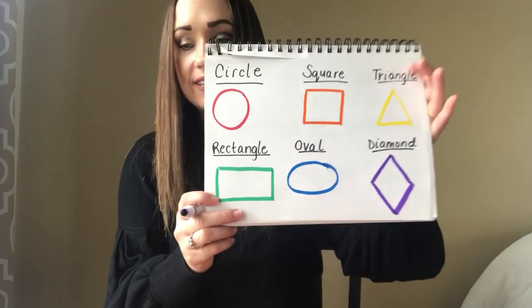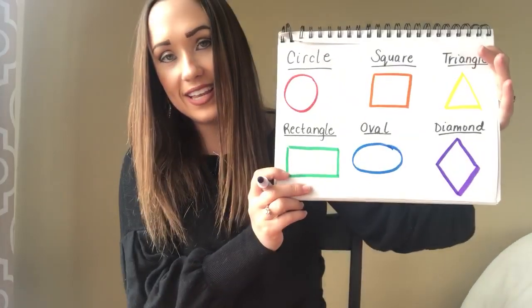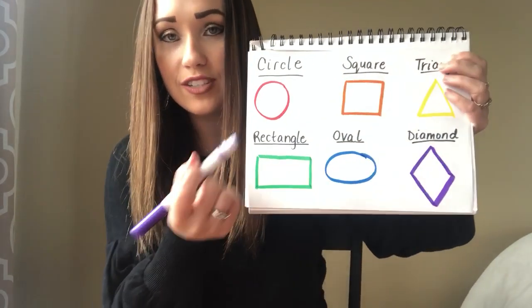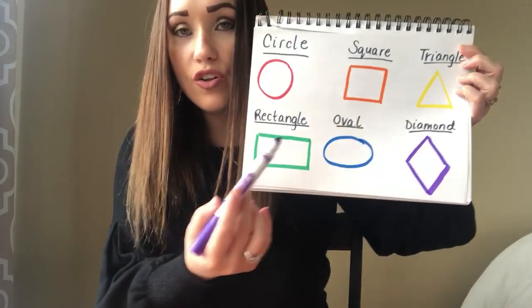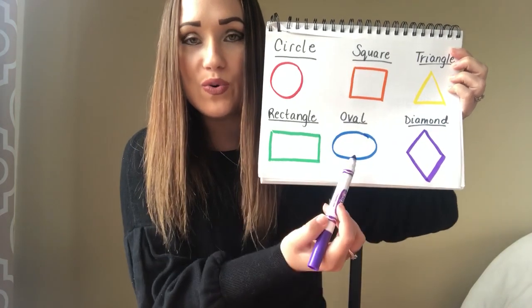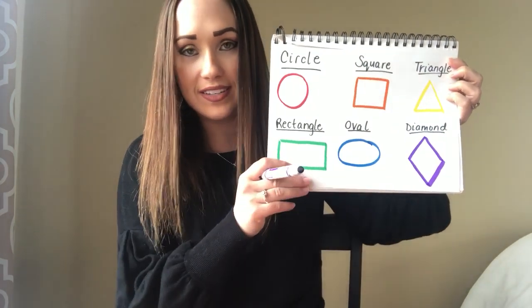And now what we're gonna do, we're gonna draw a diamond. Does everybody know what a diamond is? We'll see. I'm sure you do. A diamond. Diamond. So this is what your first page should look like. So a circle, square, triangle, rectangle, oval, and diamond. Okay? So now we're just going to introduce one more page of shapes. Okay?